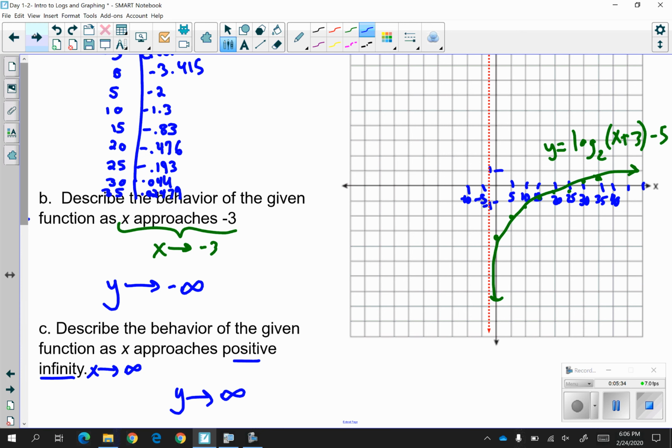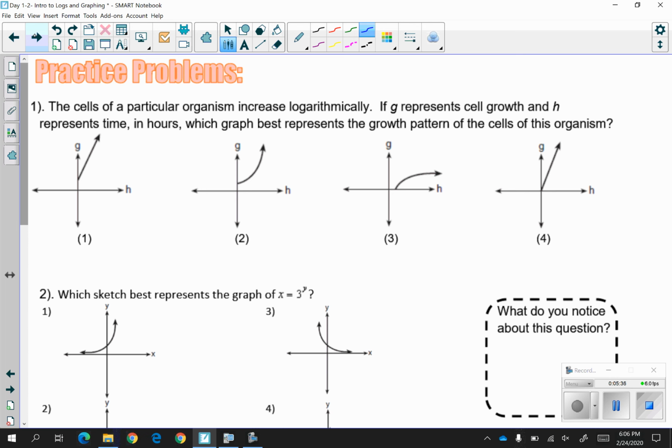Let's try some multiple choice questions. So we have practice problems. This problem is telling you that the growth increases logarithmically, and they want you to know which graph follows the pattern. Just looking at all these graphs, the only one that is a log function is choice 3. Choice 2 is exponential, and choice 1 and 4 are linear.